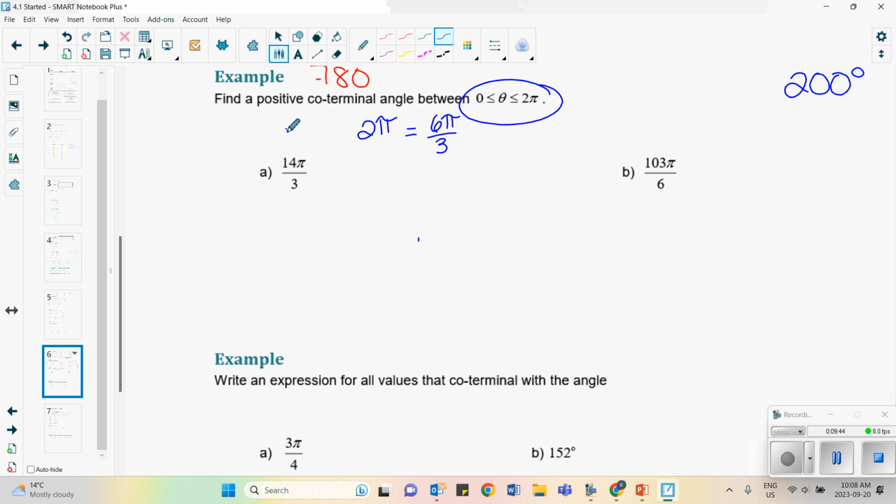So, how many full rotations have we done in this one? 2. It'd be more than 2, but I asked the question, how many full rotations have we done in this angle? And Steve said 2. Because we would have 6 pi over 3, plus another 6 pi over 3, gives me 12 pi.